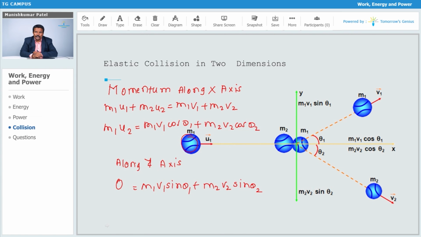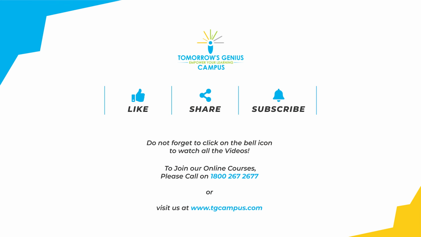After collision, m1 and m2 both move at some angles theta 1 and theta 2. Since we have to take the momentum along the y-axis, it's m1 v1 sine theta 1 and m2 v2 sine theta 2. According to sign convention you can put in the values, but these are the two equations from which you will get the answer. This is what we have seen in collisions.